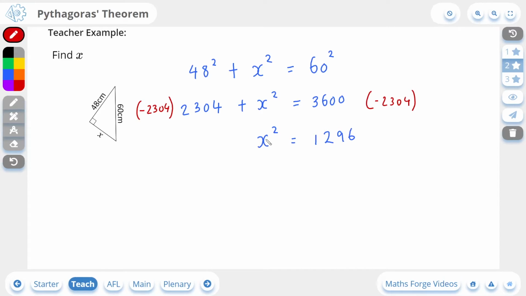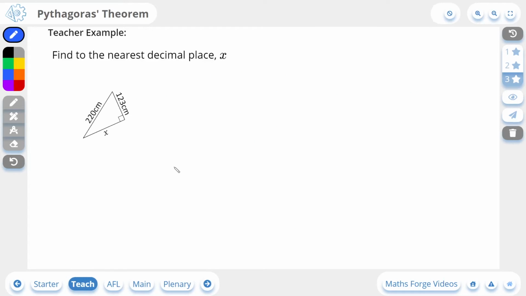1,296. Now for the final step, to get x on its own, it's currently being squared, so we are going to square root both sides. This now leaves us with x is equal to the square root of 1,296, which is 36. So the side x is 36 centimeters. And if we check our answer, there it is. Now we'll do a three-star example.